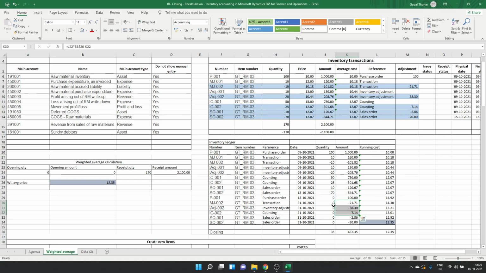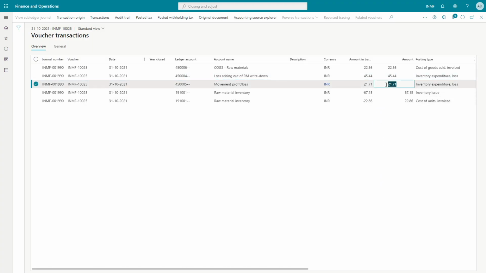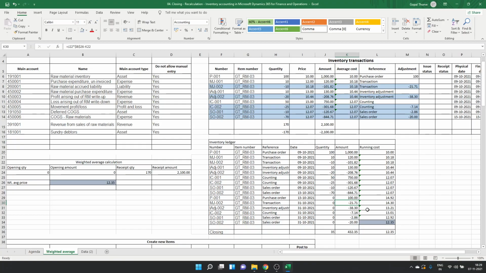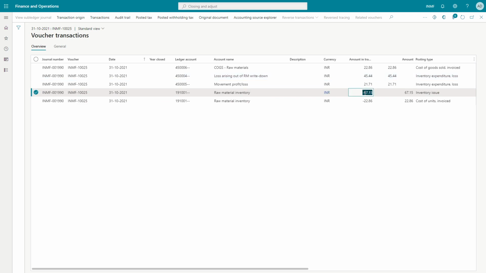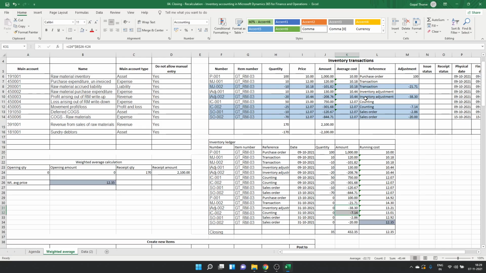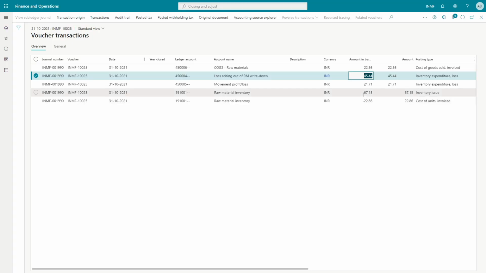Because the movement general has a separate account, it is 21.71. And 45.44 is this. Two transactions are for, and this is inventory issue. So for whatever adjustments are posted through inventory write down, write up, it is through this, the sum of these three transactions, 67.15.